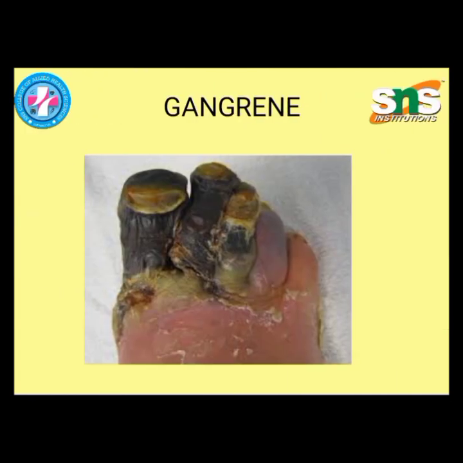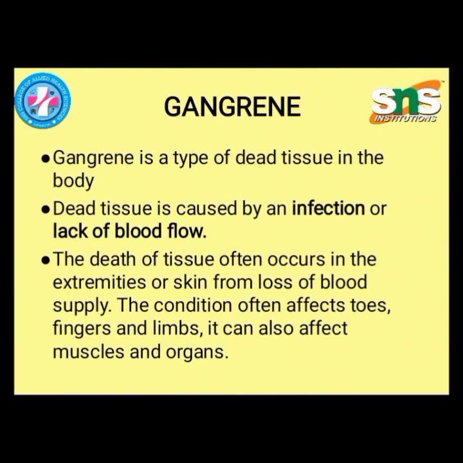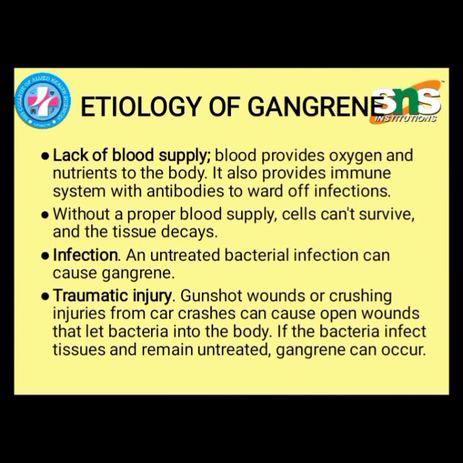Today I am going to explain the topic of gangrene. Gangrene is a type of dead tissue in our body. It is due to the lack of blood supply or infections in our tissues. The dead tissue often occurs in extremities or skin from loss of blood supply. This condition affects toes, fingers, and limbs. It can also affect muscles and organs.